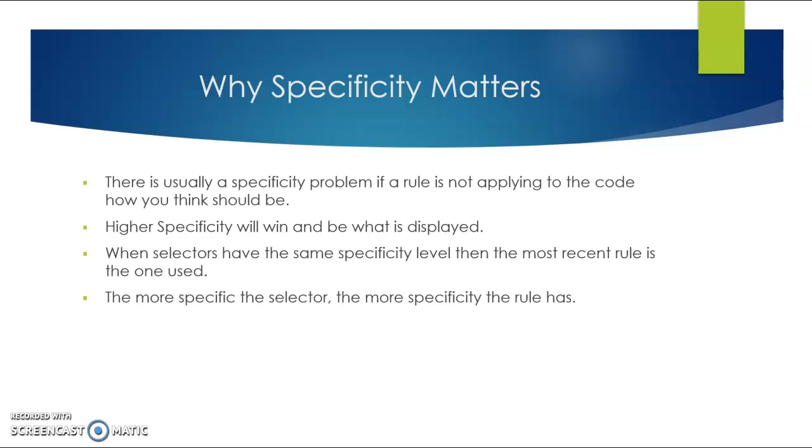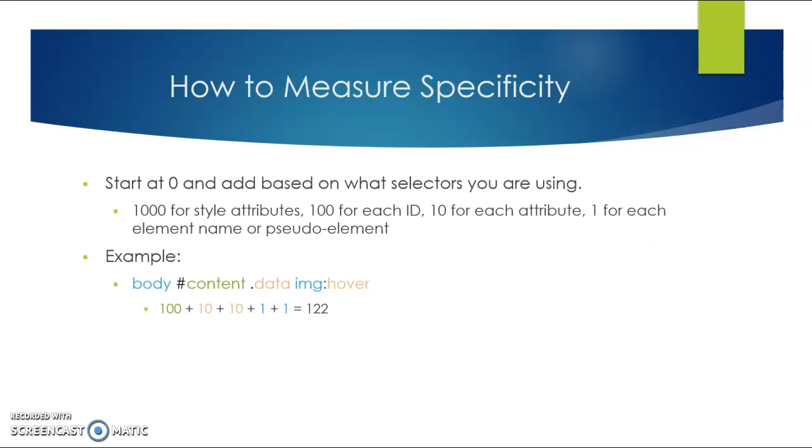So why specificity matters. There's usually a specificity problem if a rule is not applied to the code how you think it should be. Higher specificity will win out and will be what is displayed on the screen. When selectors have the same specificity level, then the most recent rule is the one used, and I'll go over that a little bit more in a couple slides. The more specific the selector, the more specificity a rule has.